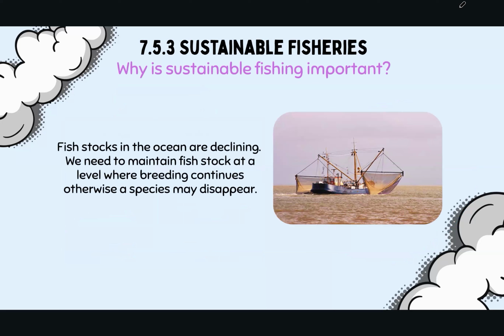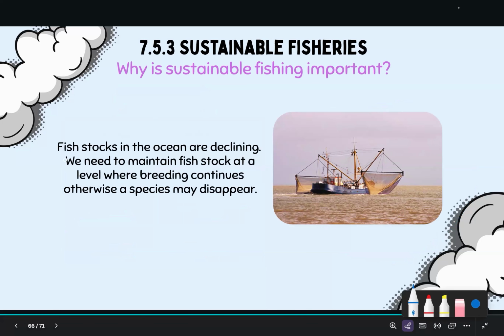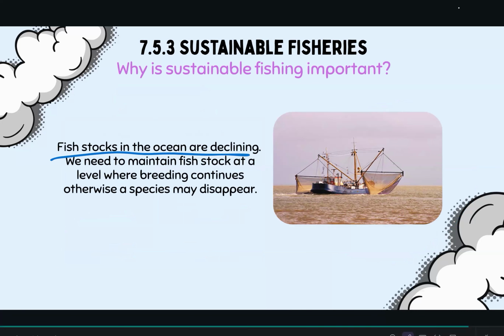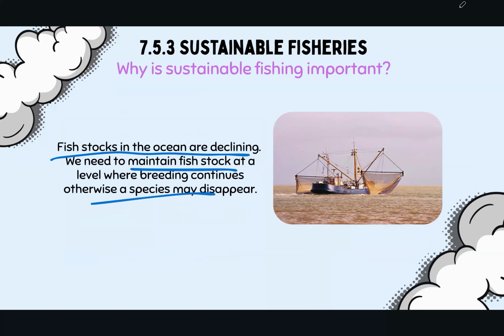Sustainable fisheries. So fish stocks in the ocean are declining. So we need to maintain fish stock at a level where breeding continues, otherwise species may disappear. Fish is one of the most eaten proteins around the world, and it's so easy to catch if you've got a big ship or a couple of big ships with nets.